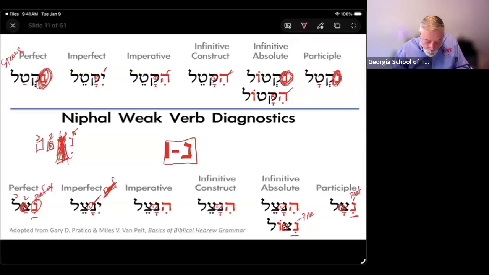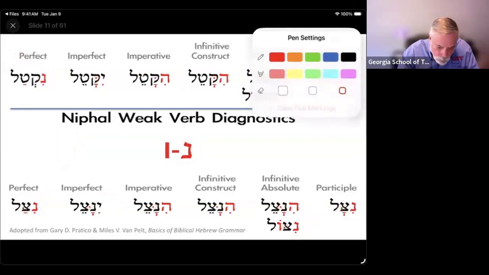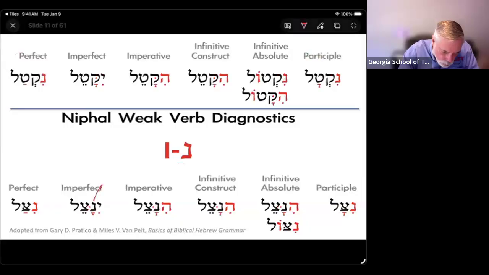Number two, the imperfect, imperative, infinitive construct, and one form of the infinitive absolute, right? The noon of the verbal root is retained. Okay, so this is the verbal root. That's what I was thinking. I thought I had it wrong. So this is the root. This is root 1, root 2, and root 3.